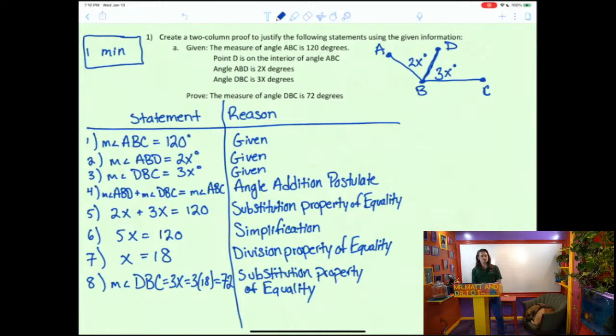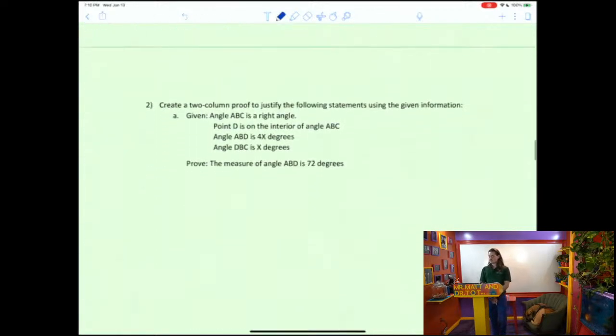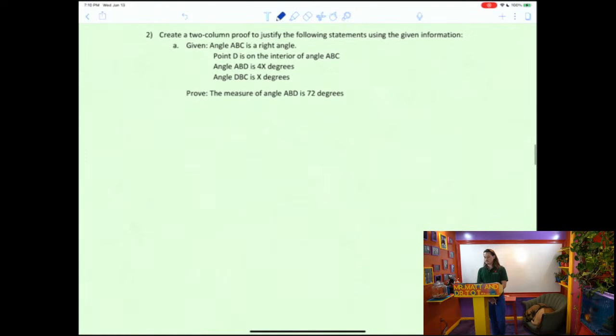If you have any questions, then please let me know. Otherwise, let's take a look at question number 2.